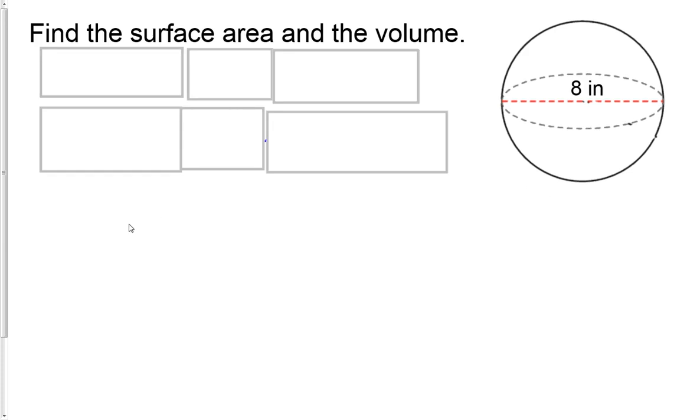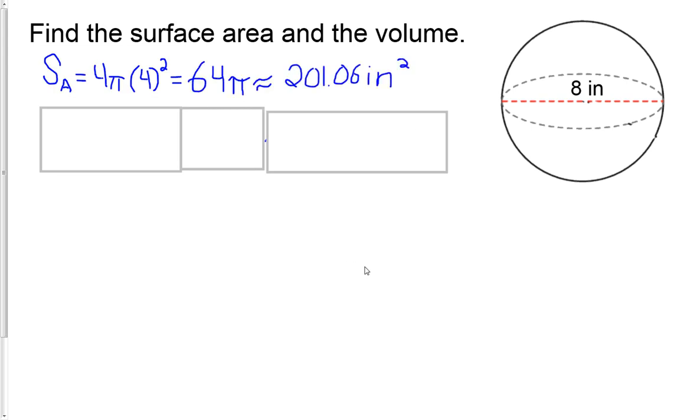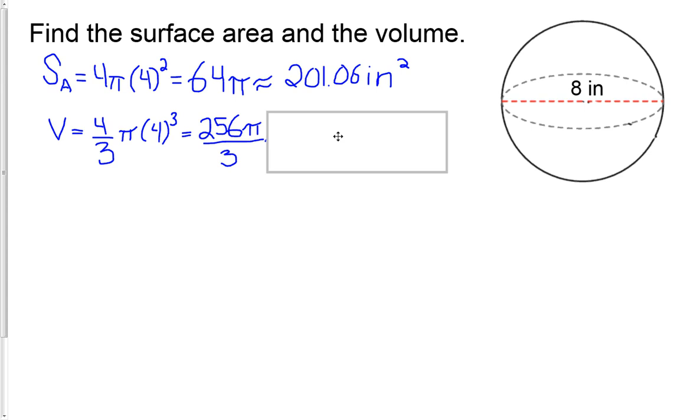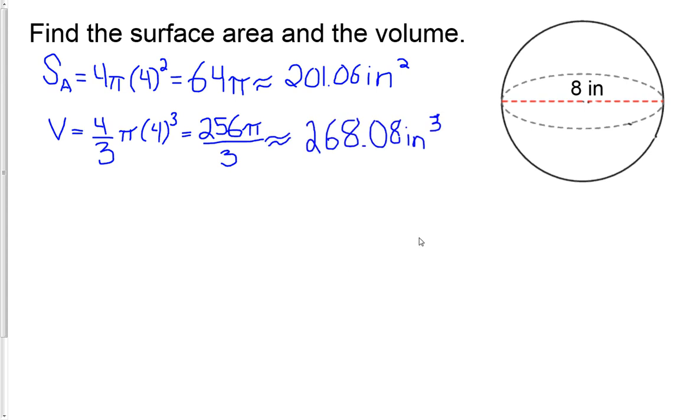Moving on to one more. We've got to find the surface area and volume. Checking, 8 is not the radius, it's a diameter. So divide by 2, I get 4. 4 pi 4 squared gives us 64 pi, which is approximately 201.06. Volume, 4/3 pi 4 cubed gives us 256/3 pi, which is 268.08 inches cubed.